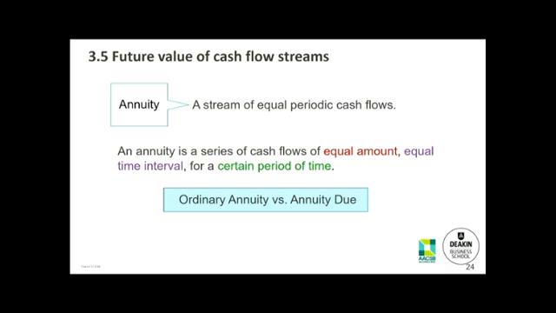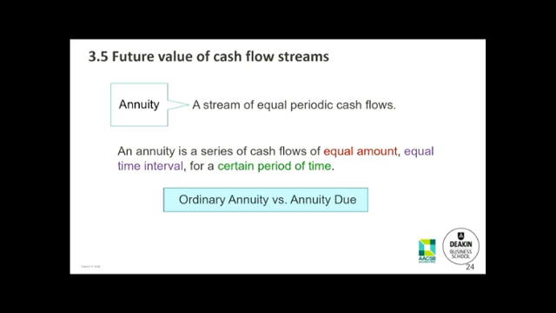Annuity, listen carefully, is a special case of mixed stream cash flows. It is still a cash flow stream, okay? Just with some special characteristics. Annuity means a stream of equal periodical cash flows. Equal periodical cash flows means the same amount of cash flow and the same time interval. For example, today is time 0. In year 1, there is a cash flow of $10. Year 2, cash flow $10. Year 3, cash flow $10. That's it. In this case, it is an annuity.